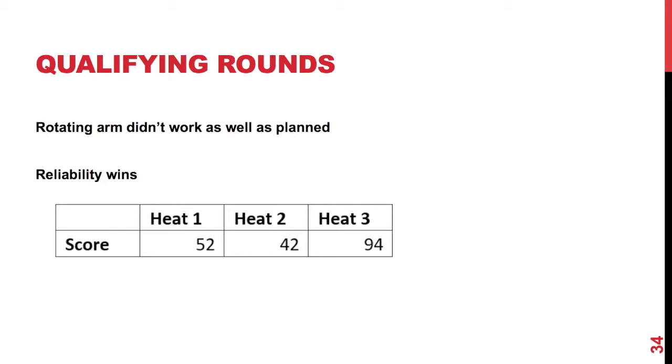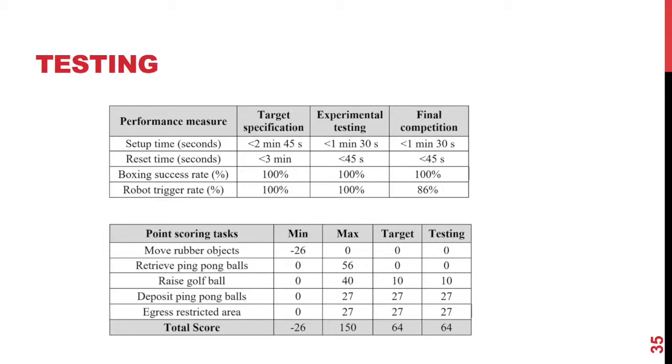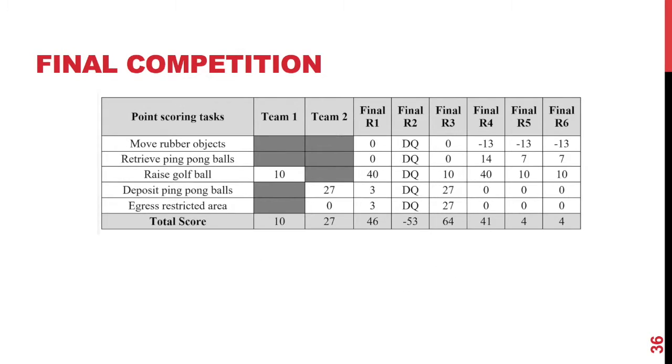Now to discuss the final results of the competition. Our team was correct in assuming that reliability and quality was better than quantity. As shown in heats 1, 2, and 3, we earned 52, 42, and 94 points respectively. We didn't even come close to the 160-something possible points, but because we designed our subfunctions to have a high success rate, we were able to advance to the next rounds, as we were earning some points, which is much better than no points.